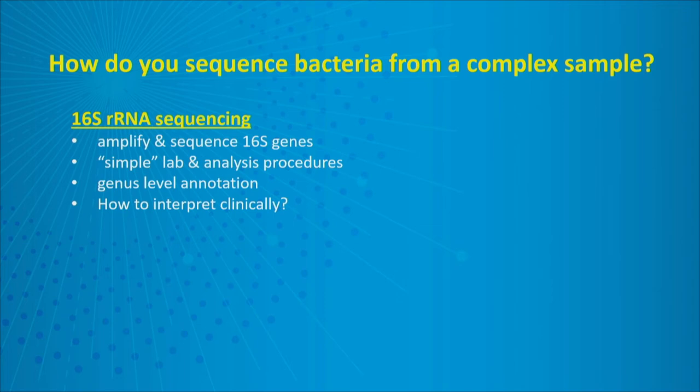We're all very familiar, especially in this community, with 16S rRNA sequencing. It is an amplicon sequencing method: you amplify and sequence basically all of the 16S genes that will amplify out of your complex sample. This is relatively simple, in quotes, from the lab and analysis perspective compared to some of the other approaches. But some of the downsides are that, first of all, you can sometimes only get to the genus level. It's really an ecological approach, looking at it from a community perspective rather than focusing on species level, strain level, or AMR detection.